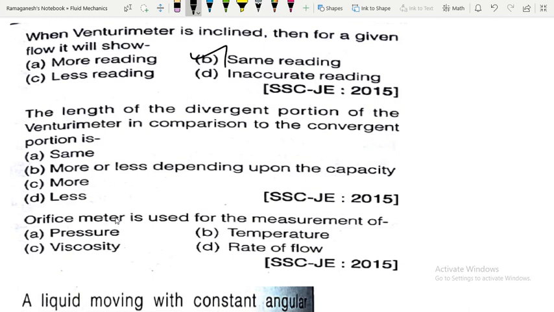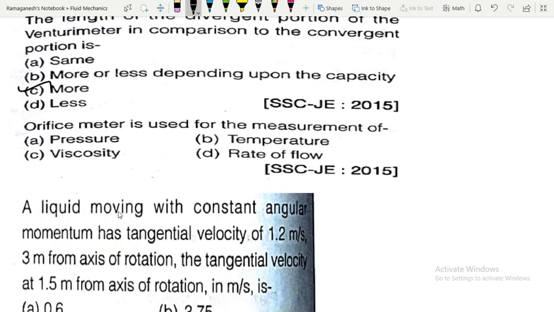Next, the length of the divergent portion of the venturi meter in comparison to the convergent portion. The divergent will be more. The same question has repeated, option C. Orifice meter is used for the measurement of what? Discharge, the rate of flow.